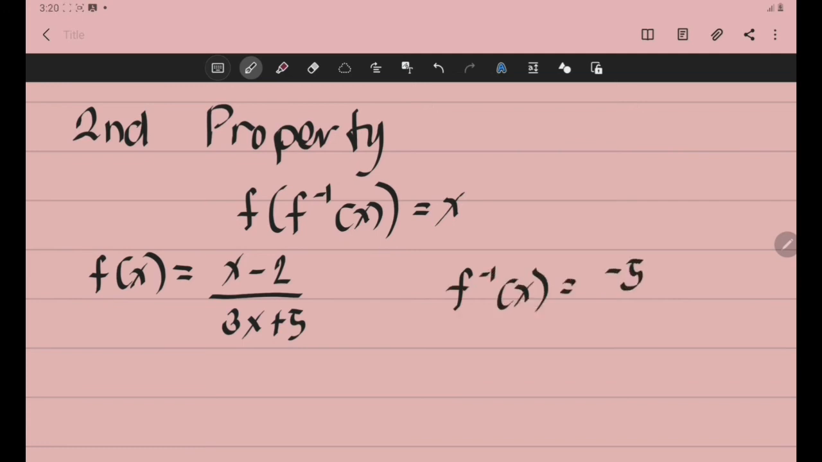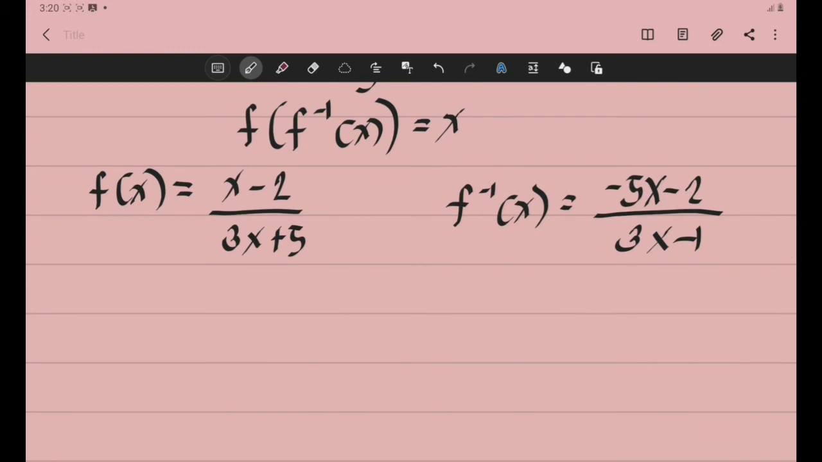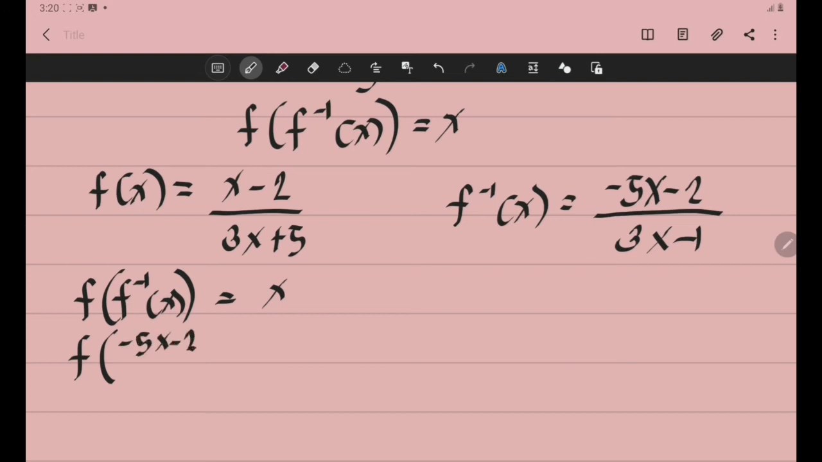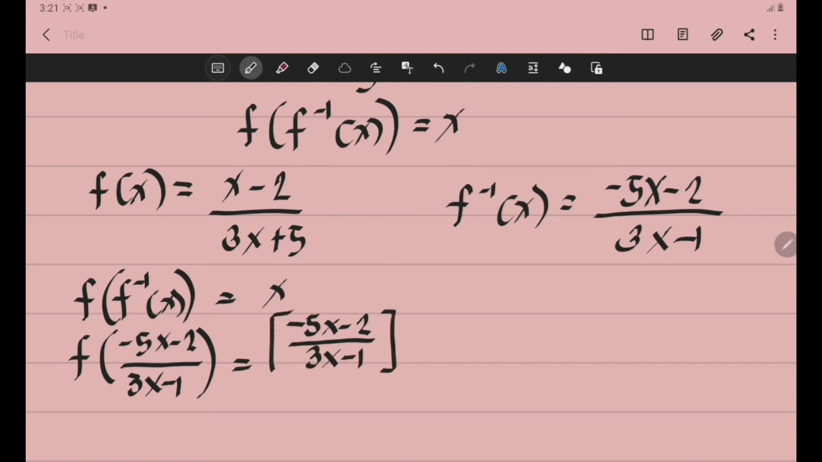So isulat muna natin ulit yung original function at yung inverse function natin. And then we will perform the composite function. Okay, if you still remember yung operation natin, sa operation on function, meron tayong composite function. So, we have f inverse of x. Sino ba yung f inverse of x? That is negative 5x minus 2 all over 3x minus 1. Siya ngayon yung i-input natin sa lahat ng x doon sa original function, which is x minus 2 all over 3x plus 5. Kaya naging ganito yung ating equation.